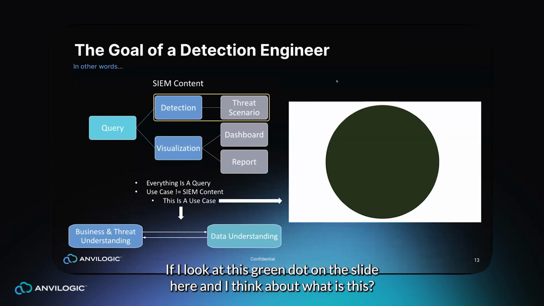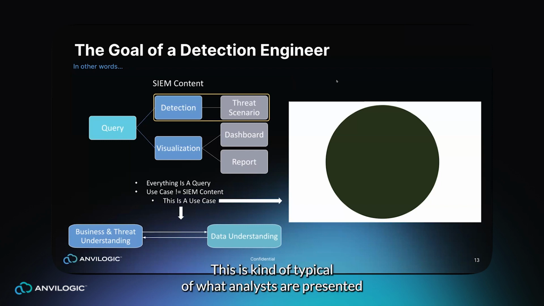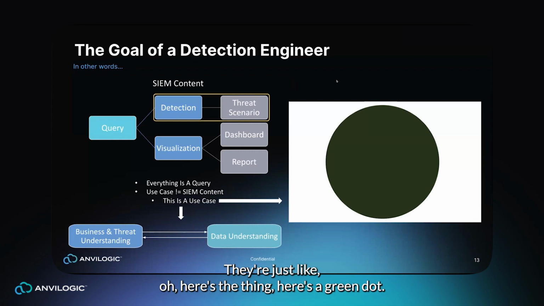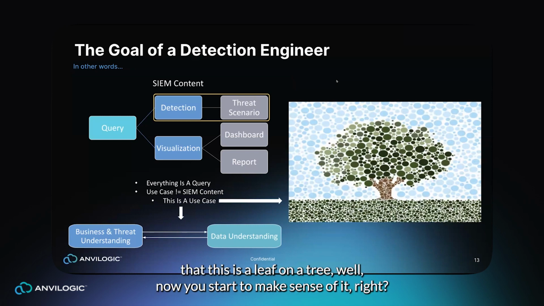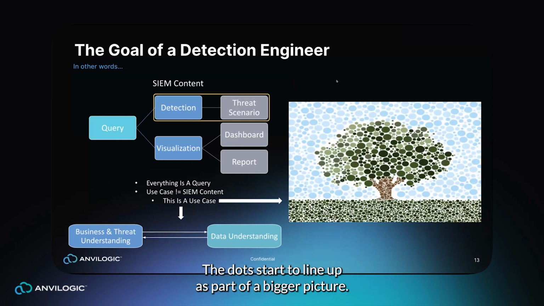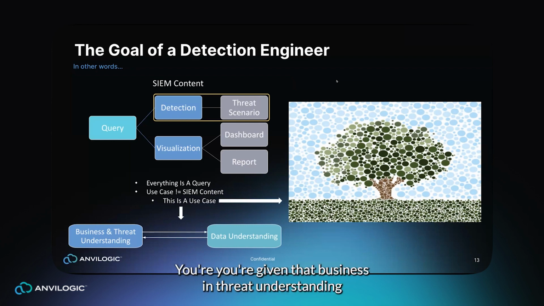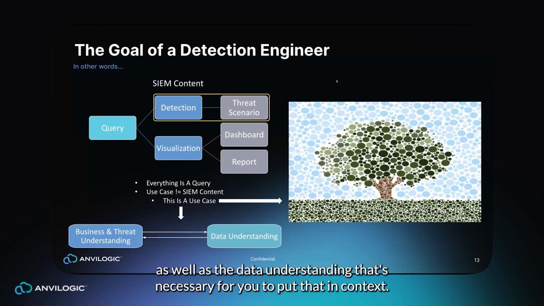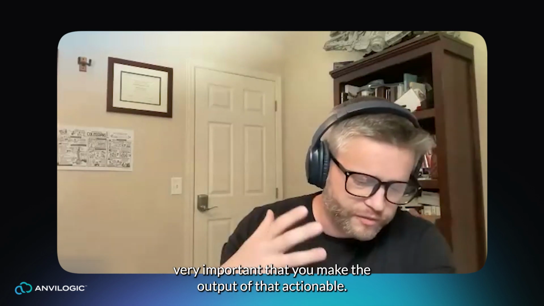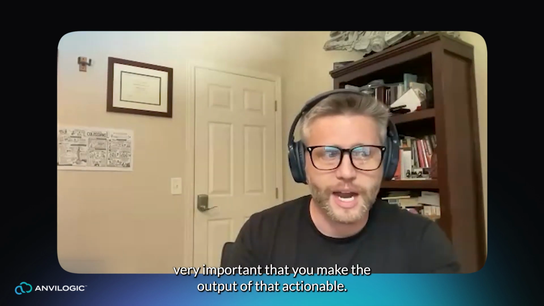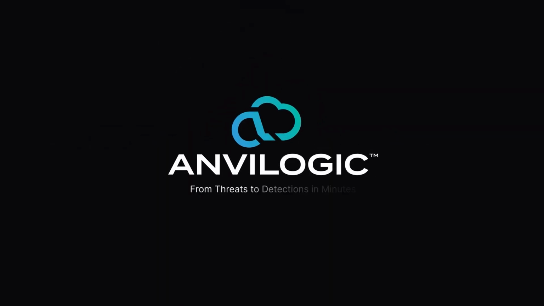If I look at this green dot on the slide here and I think about what this is, this is kind of typical of what analysts are presented with when a rule fires, right? They're just like, oh, here's a thing, here's a green dot. Now, if I zoom out and you see, based on the context, that this is a leaf on a tree, well, now you start to make sense of it, right? The dots start to line up as part of a bigger picture. You're given that business and threat understanding as well as the data understanding that's necessary for you to put that in context. So writing that content as a detection engineer, it's very important that you make the output of that actionable.